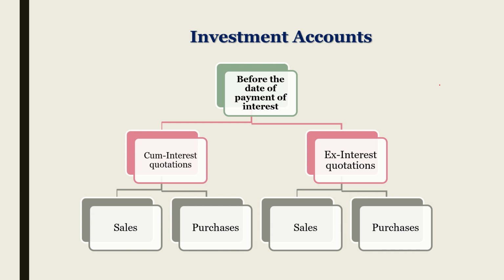The terms cum interest and ex interest relate to fixed interest bearing securities, and they come up for consideration when those securities are purchased or sold. Cum interest can be expanded as cumulative interest or inclusive of interest, and ex interest as exclusive of interest or without interest. Cum interest quotations can come either at the time of sale or purchase. Ex interest quotations can also come at the time of sales and purchase.